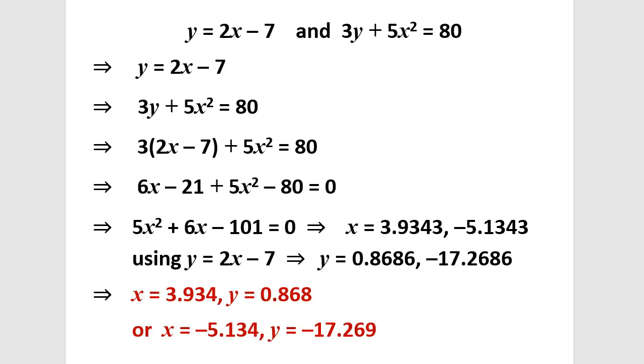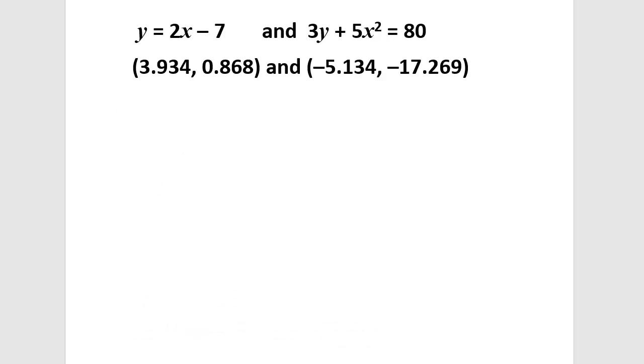So I've done my simultaneous equation. Let's see if I've done it right. Here's my equations and my two proposed solutions. First I'm going to check it manually.